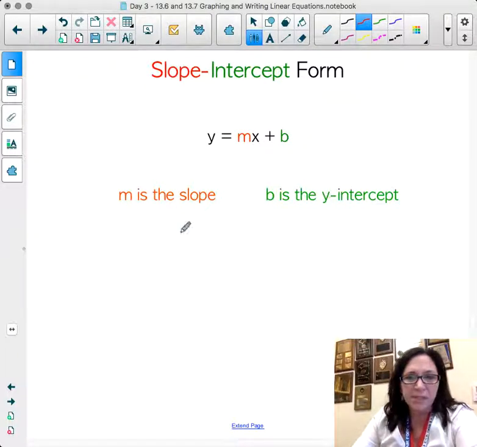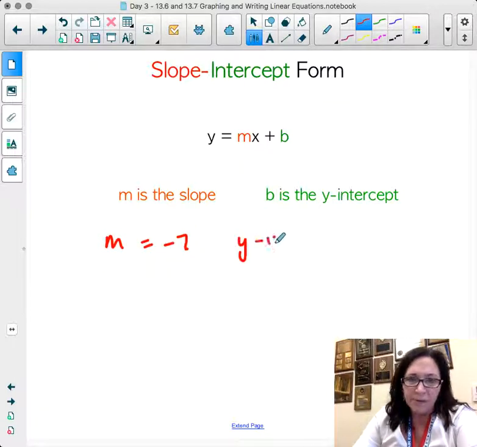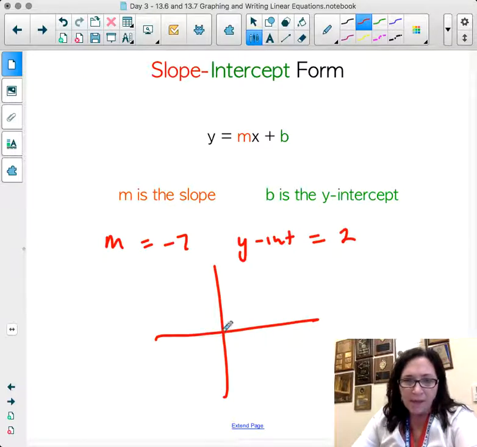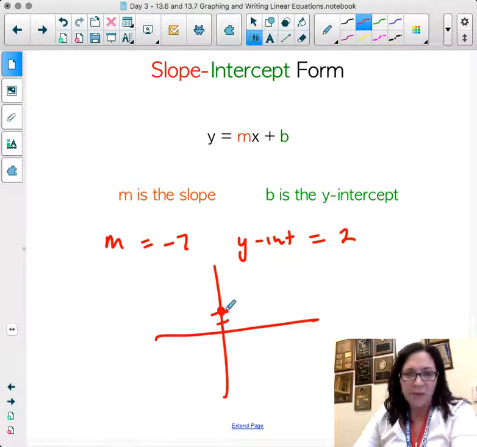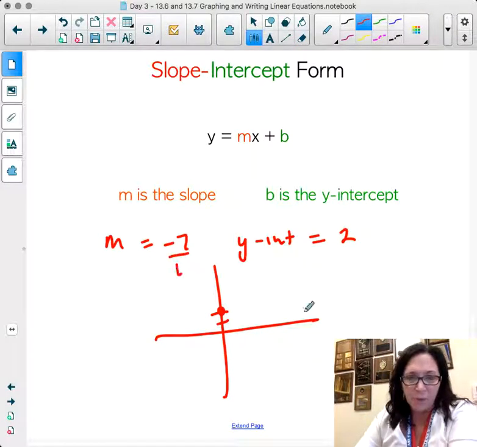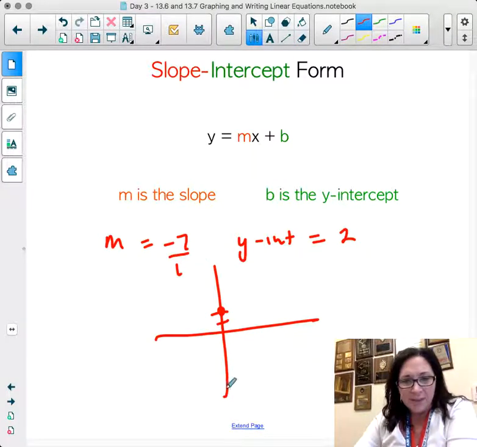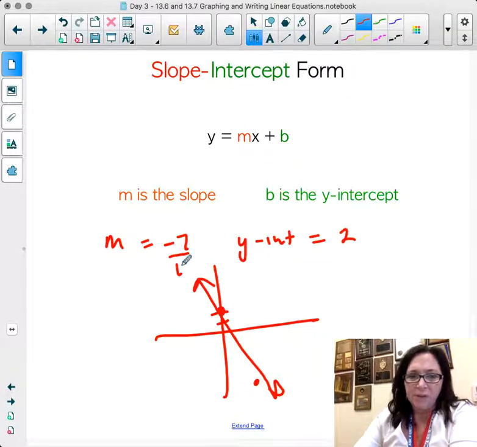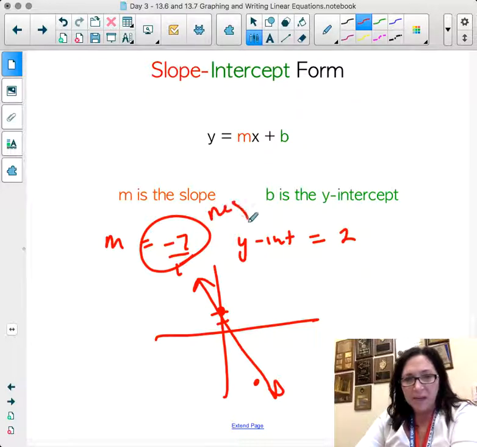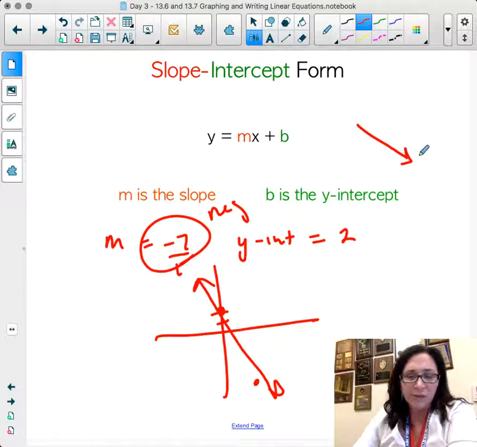Slope-intercept form, you're just given a slope and an intercept. So if I said that my slope was -7 and my y-intercept is, let's say, 2, my graph would start at 2, and then, slope is rise over run, so down 7 over 1. Keep in mind that when you are graphing, if you notice that your slope is negative, it does have to go down to the right.